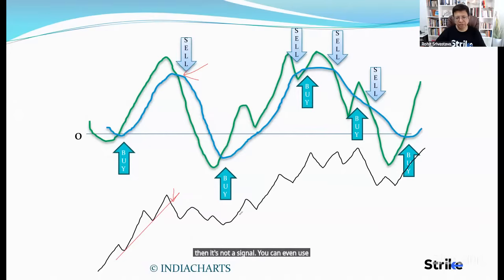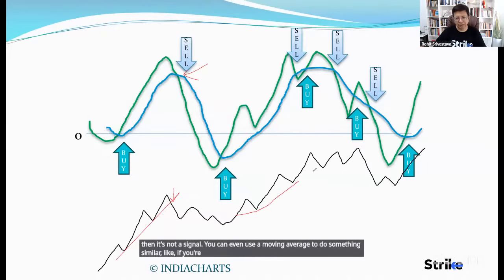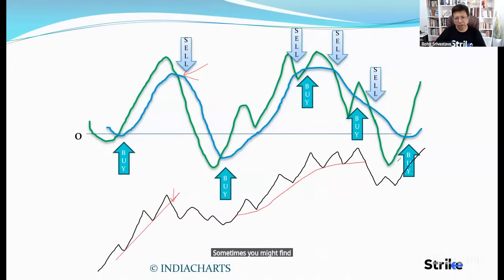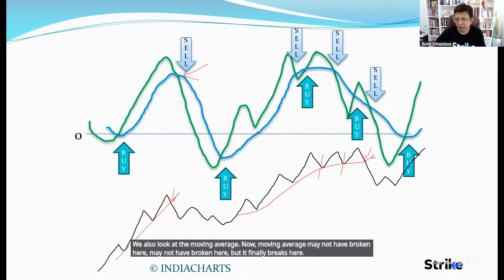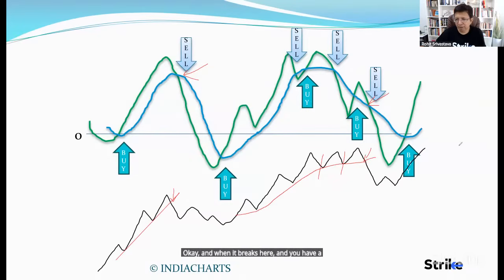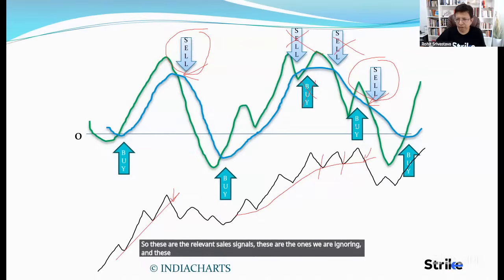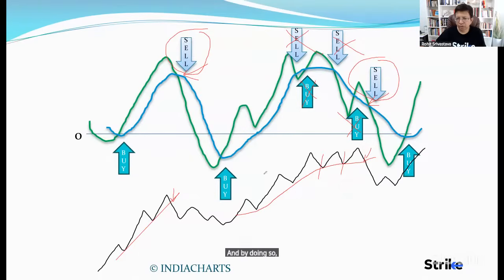You can even use a moving average to do something similar. Like in a case like this, sometimes you might find the trend line is breaking. Also look at the moving average. The moving average may not have broken here, may not have broken here, but it finally breaks here. And when it breaks here and you have a sell signal, this becomes the relevant sell signal. So these are the relevant sell signals. These are the ones we are ignoring, and these buy signals also we are ignoring. By doing so, you have tried to maximize your gain from here to here rather than get out early over here and then feel bad that you missed out on this move. That's the whole point of using a combination.